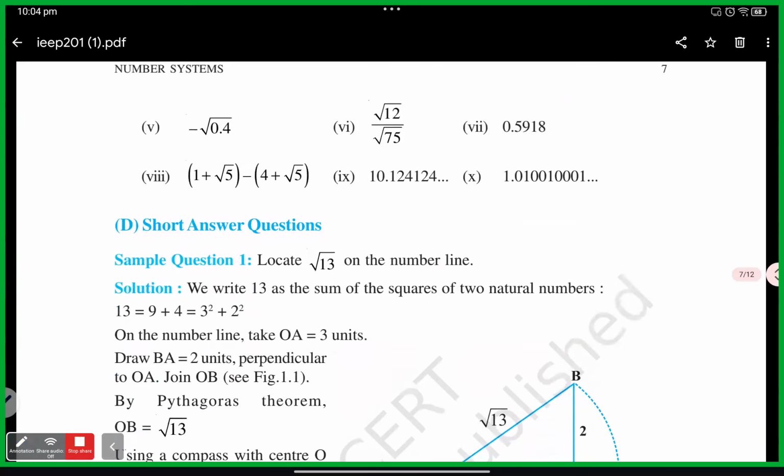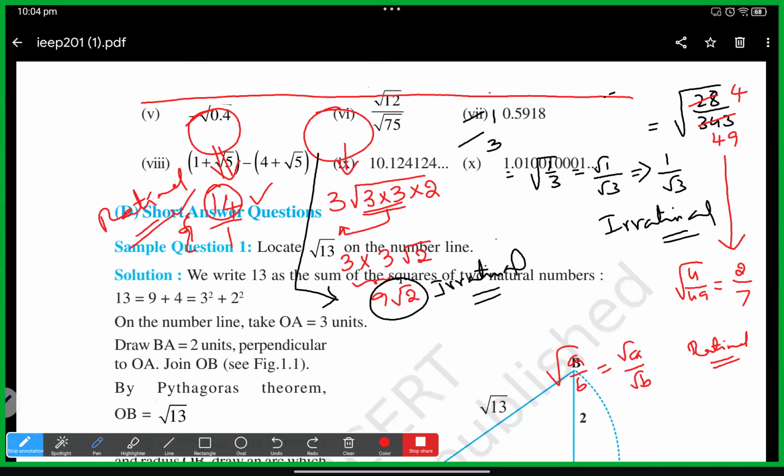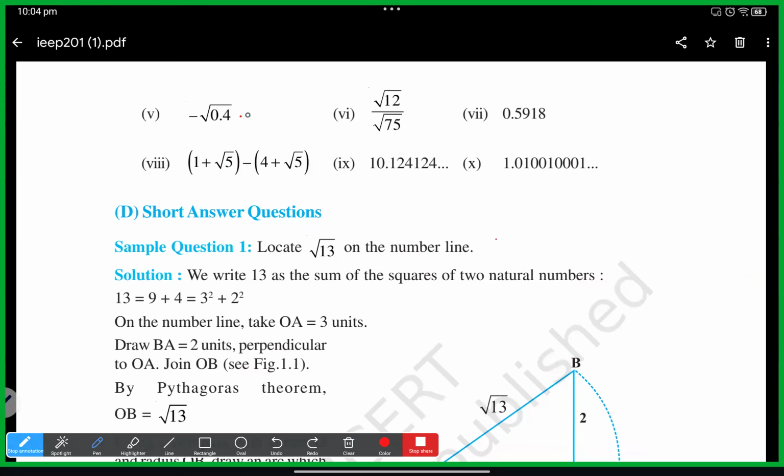Then the fifth one will be minus. Minus is outside the root, but 0.4 if I write it as a fraction will be minus root of 4 by 10. So if I apply individual roots, root 4 by root 10, or if you cut it also, 2 ones are 2, 2 fives are 10, so finally it is minus root of 2 by 5.